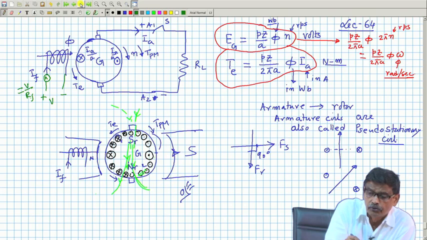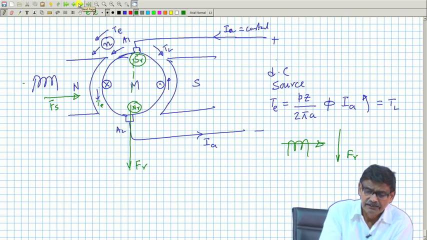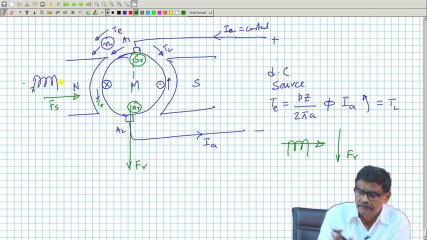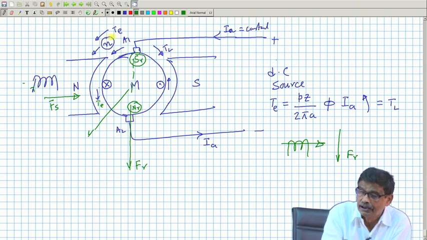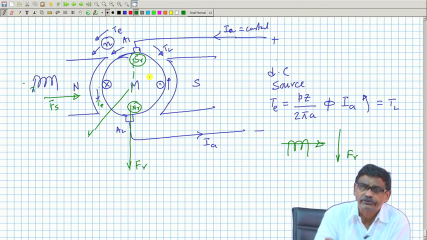Similarly, in case of motor mode, field circuit current is decided by V by RF. Field circuit game is over. You connect a mechanical load on the shaft, that is the load torque in the opposite direction. Its speed will get adjusted such that it can produce enough electromagnetic torque to counterbalance this and make your machine run at constant RPM.